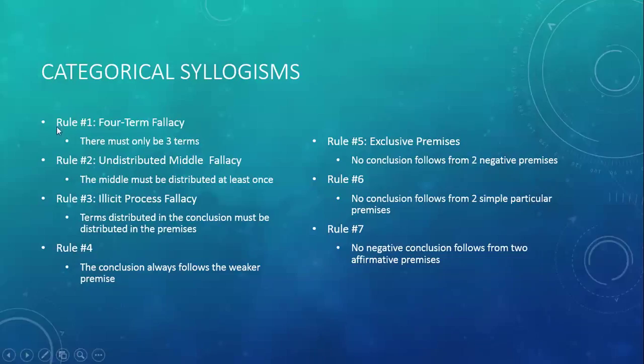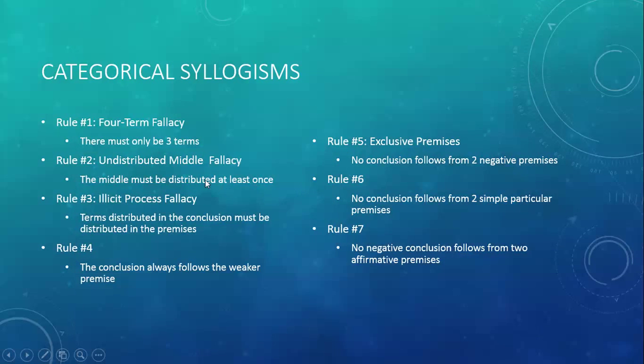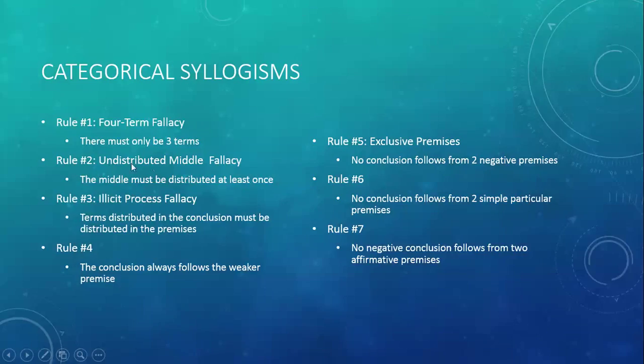I look at rule number 1, the four-term fallacy: U, R, and E. We're good, three terms. Undistributed middle fallacy: the middle term is R because it shows up two times. Oh, no sir, R is undistributed in both cases. So this is rule number 2, the undistributed middle fallacy.